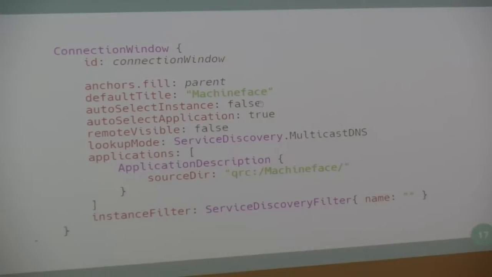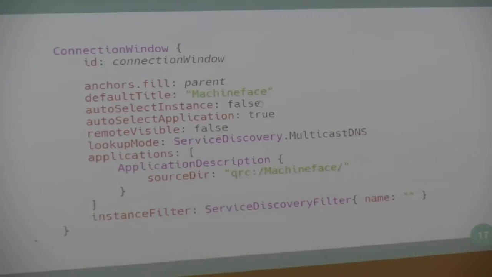So you have two components. One is a component that starts everything or launches the user interface. This is called the connection window. You can have two types of user interfaces: local user interfaces, which are locally available, and ones that are deployed remotely. You can have multicast DNS discovery or unicast DNS, where you have to type the IP address.